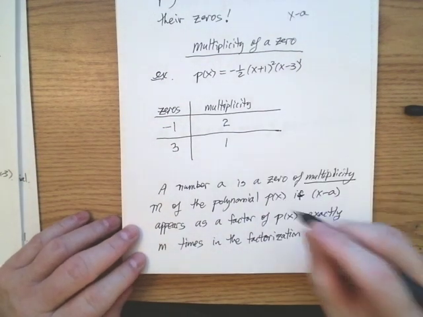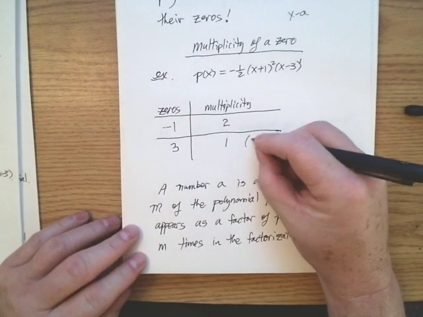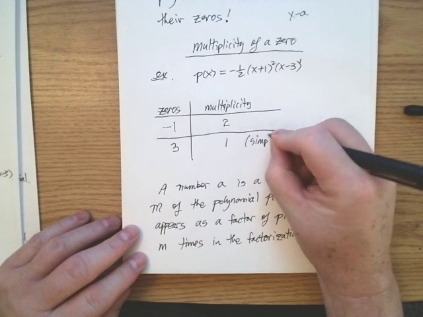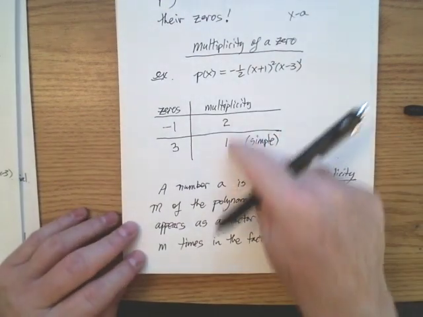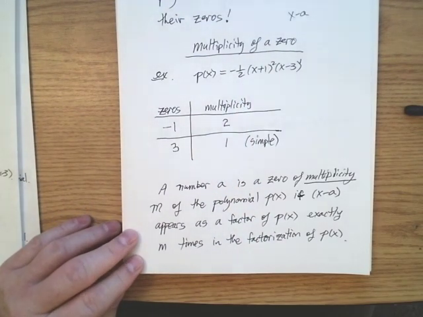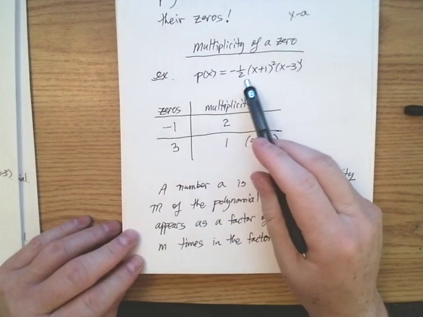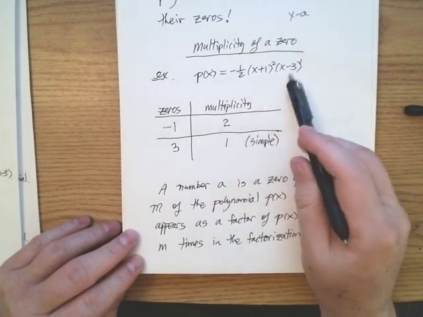If a 0 has multiplicity 1, sometimes we call that a simple 0. Now we'll see geometrically, when we're graphing polynomials later on, y equals negative 1/2 times x plus 1 squared times x minus 3.